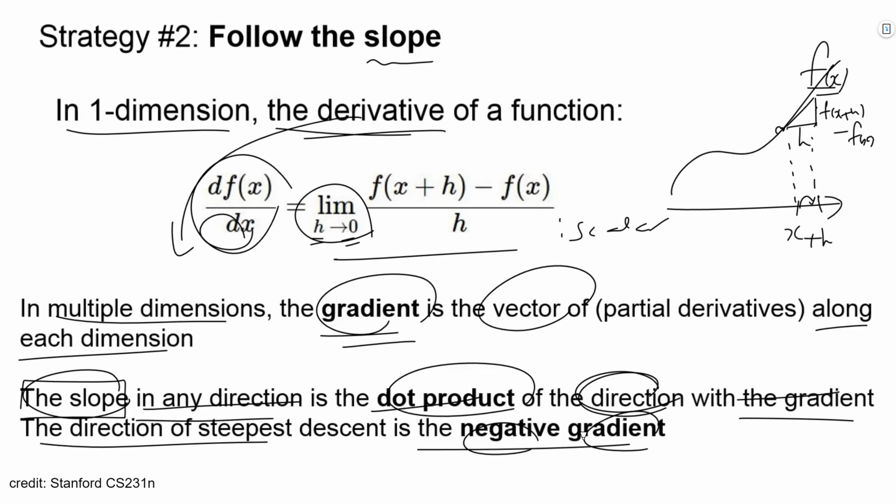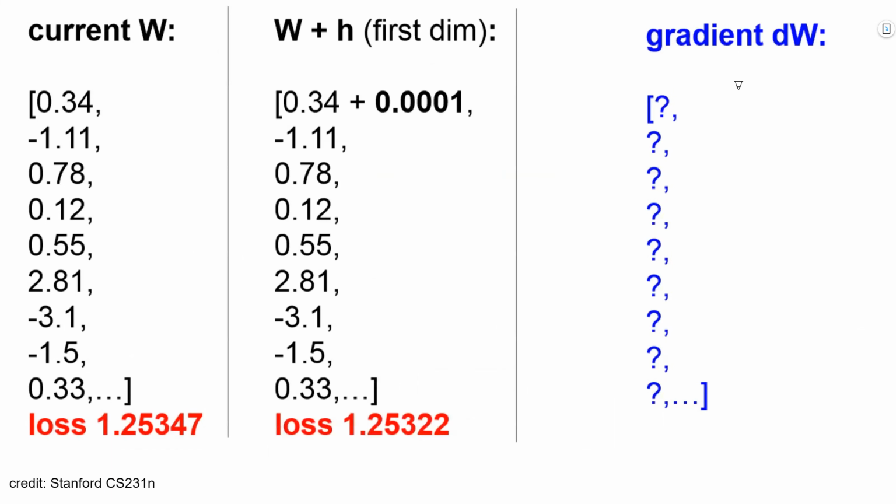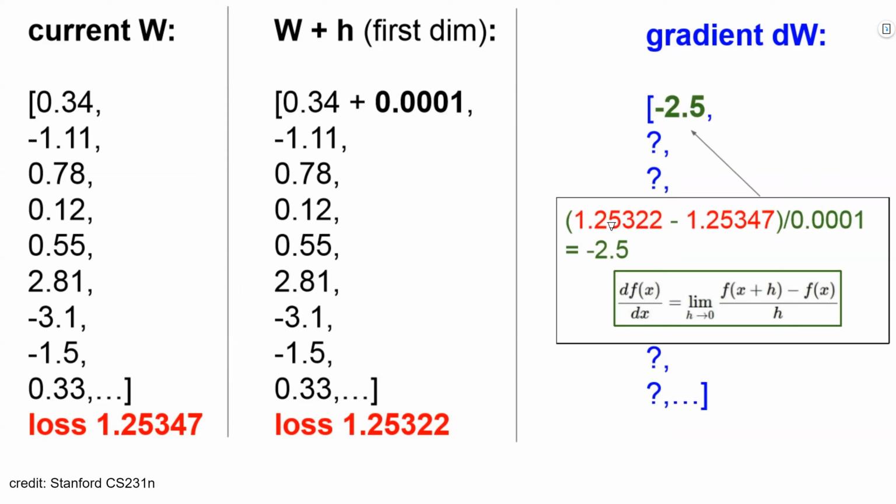Let's have a closer look at what this means in the following slides. To calculate gradients, we can first take a numerical approach. How can you calculate the gradient? What we do is we add a small value to the first dimension and keep the rest of the values as they were. And we'll see how much the loss changes. By using this derivative equation, you can calculate the gradient in one dimension, and it becomes minus 2.5.